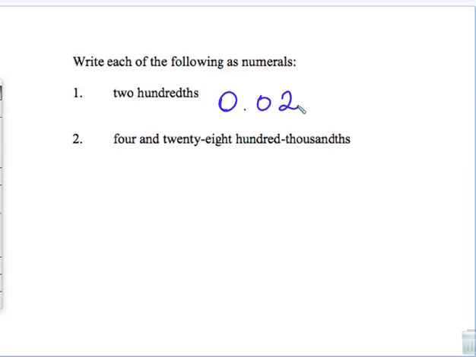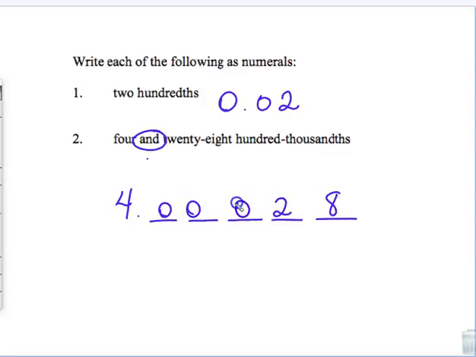Number 2, 4 and 2800 thousandths. That word "and" means that decimal point. So we have 4 and 2800 hundred-thousandths. So that 8 has to land in the hundred-thousandths place. So what I personally do is I think to myself, okay, I have a tenth, a hundredth, a thousandth, a 10,000th, a 100,000th, and that's where that 8's going to land. It was actually 28, and then I would fill the rest in with zeros. So that's 4.00028 in numeral form.